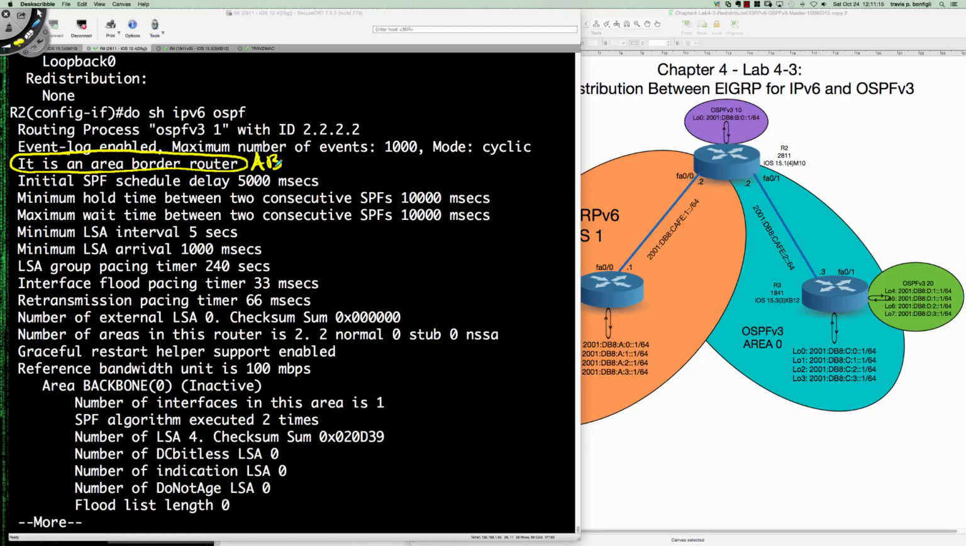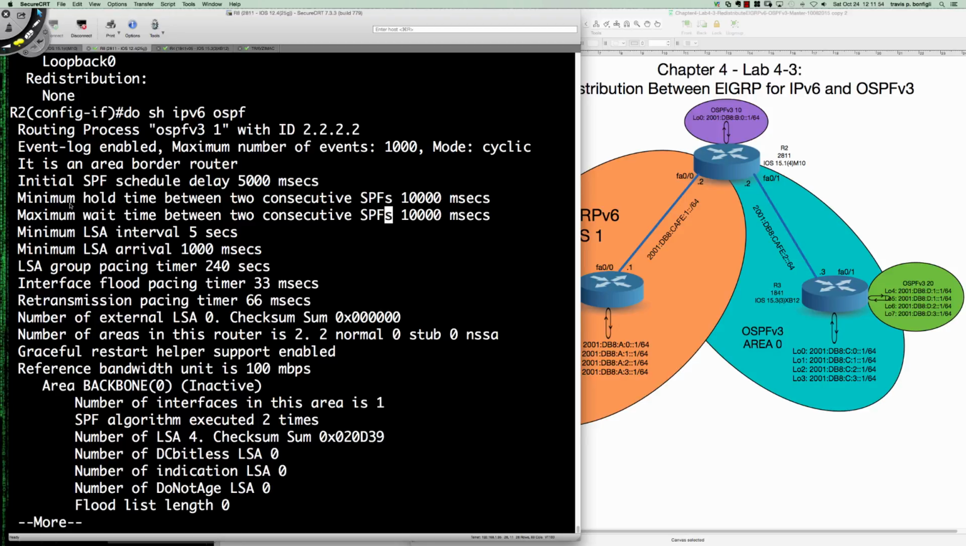It's an ABR. And remember, the definition of an ABR is that I have at least one interface in area 0 and one or more interfaces in another non-area 0 area. So this guy is an ABR, Area Border Router, because he's got a non-area 0 area interface and an area 0 interface. So let's clear our screen here. All right, and let's see what they want us to do next.